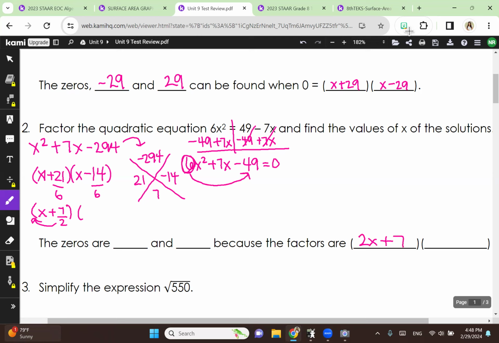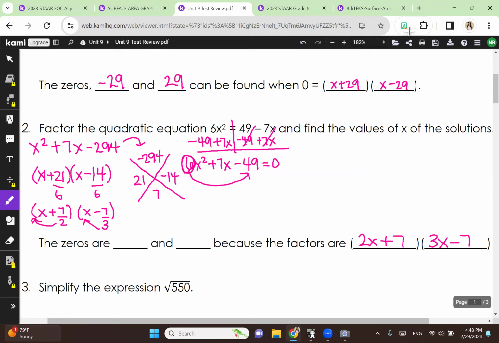Same thing here. Don't forget to simplify your fractions. So this fraction right here becomes x minus 7/3. Because it is still a fraction, I'm going to do bottoms up with it. It becomes 3x minus 7. Those are my binomials. But to find the zeros right here, you need to set these equal to 0 and solve.